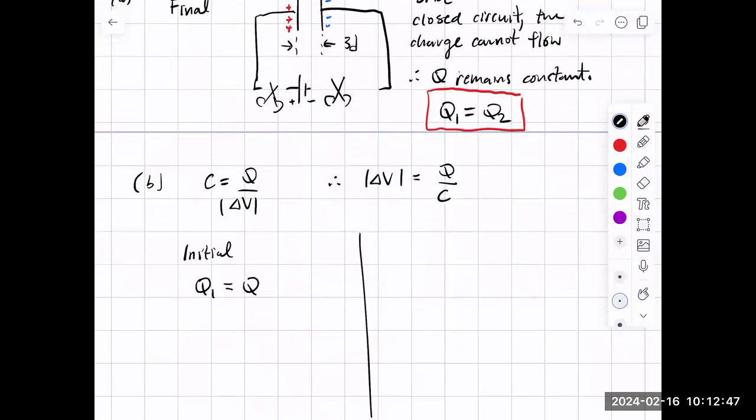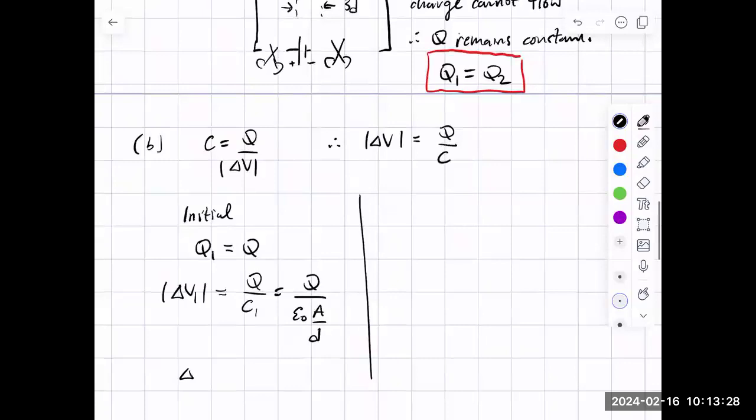Q1 is just equal to Q, let's say. The charge is never going to change, so we'll just call it Q. We don't need a subscript. All right, so delta V1 is going to be equal to Q divided by C1. So C1 is the capacitance before we separate the plates further apart. But C1 is epsilon naught A divided by the distance between the plates. And so initially, the plates are separated by a distance D. And so if we simplify this, that's Q times D over epsilon naught A.